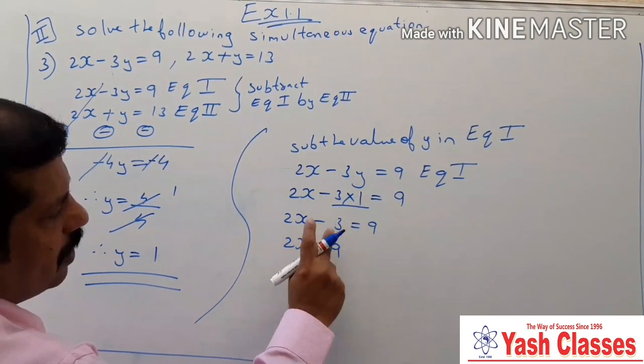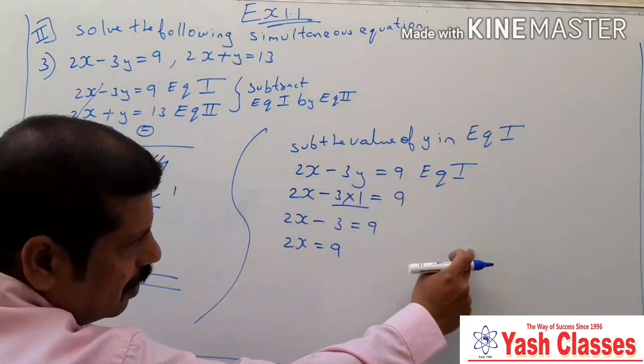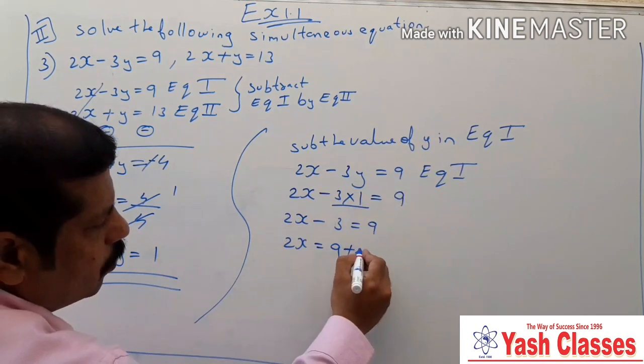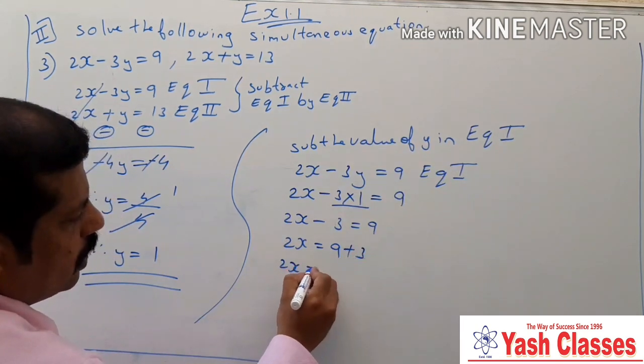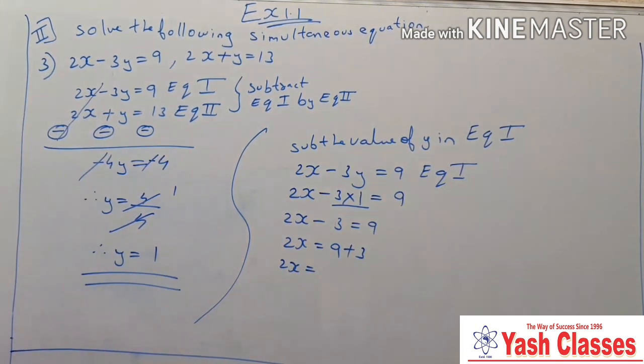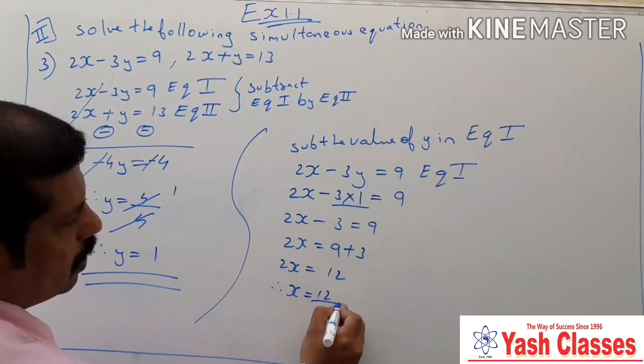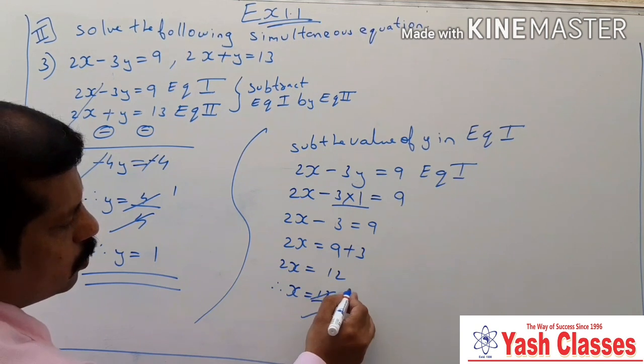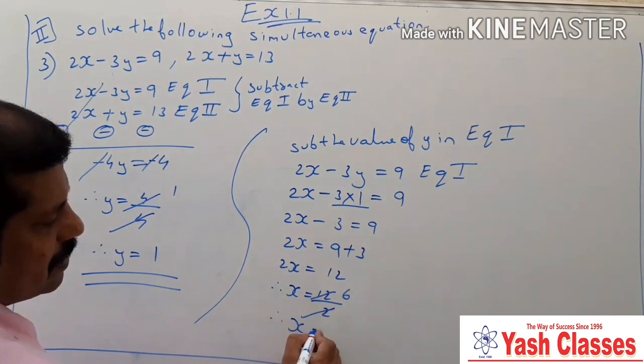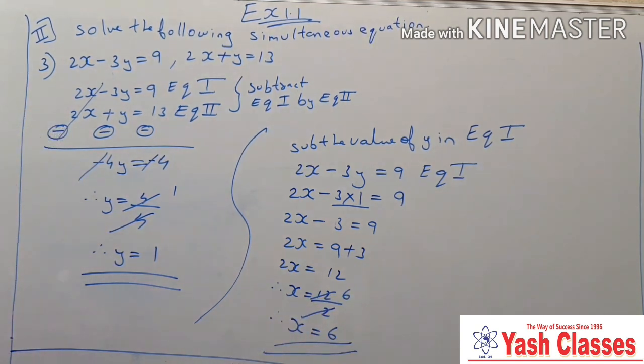2x is equal to 9. Bring this minus 3 here. From left to right, it will be plus 3. 2x is equal to 9 plus 3, 12. Therefore, x is equal to 12 upon 2, 6. Therefore, x is equal to 6. You got y and you got x is equal to 6.